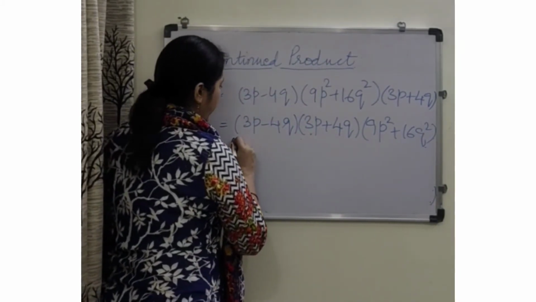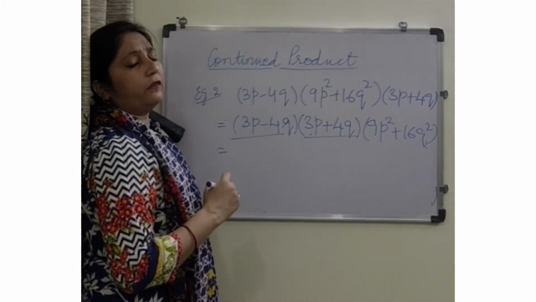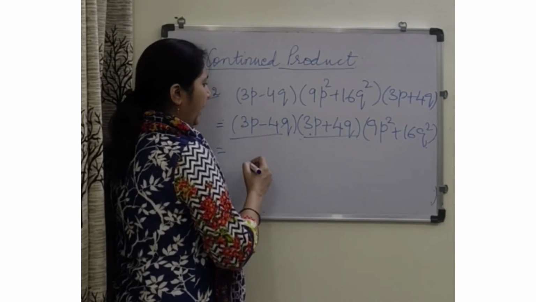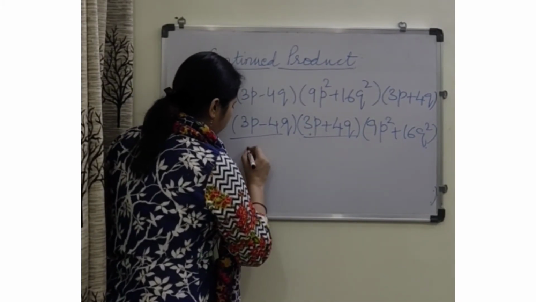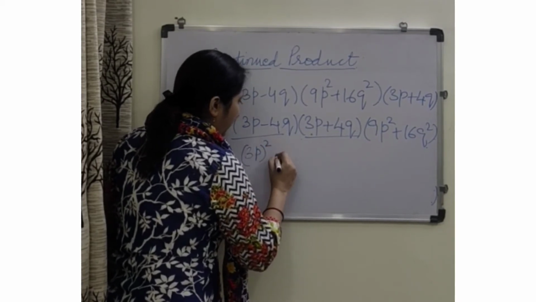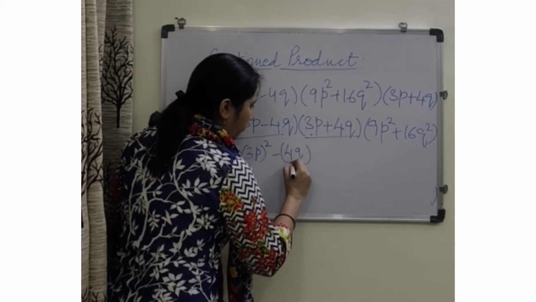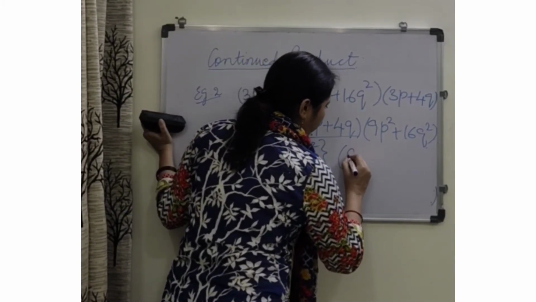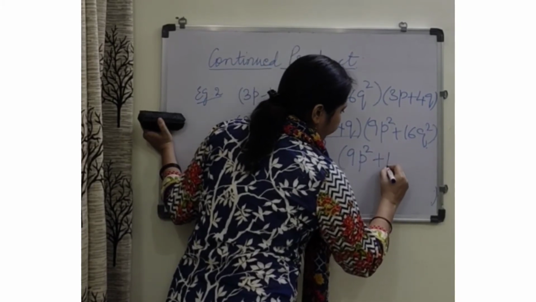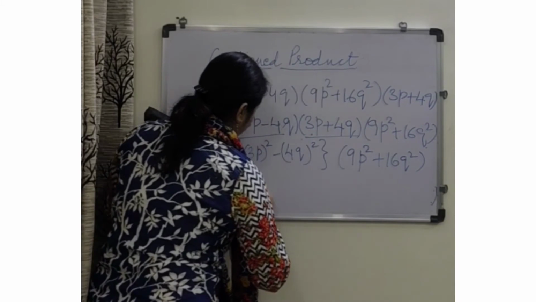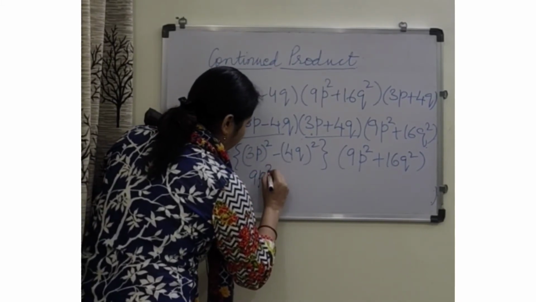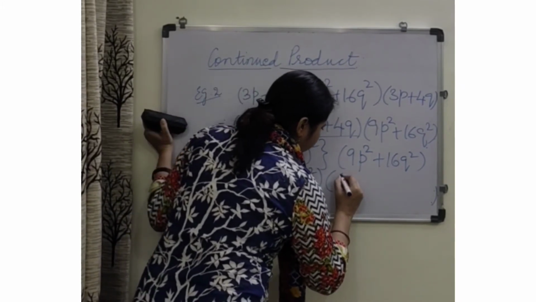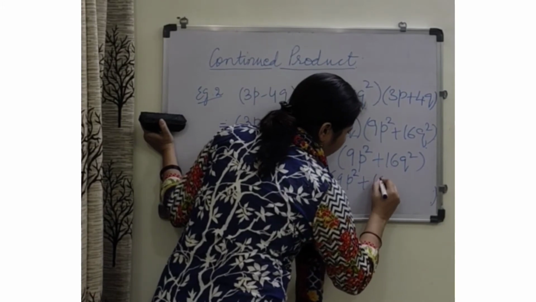If you look at the first and second bracket, they have the same terms but different sign. Your a is replaced by 3p and your b is 4q. So it will be 3p whole square minus 4q whole square. a square minus b square. And the last bracket we keep as it is. Fine. So this turns to 9p square minus 16q square in one bracket and 9p square plus 16q square in another bracket.